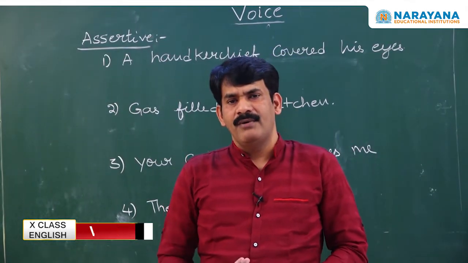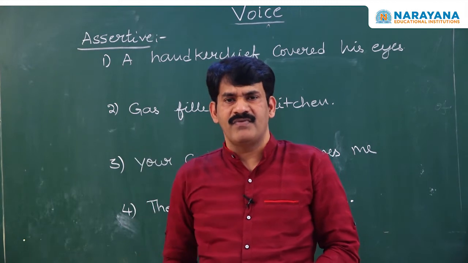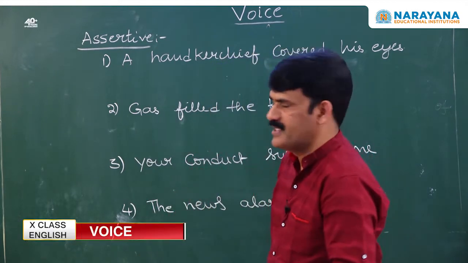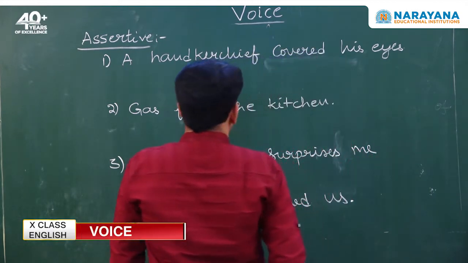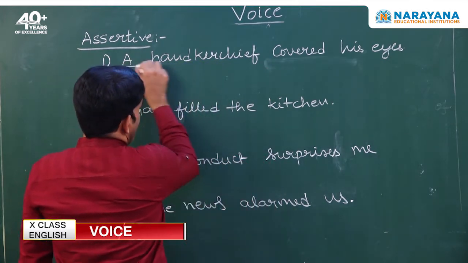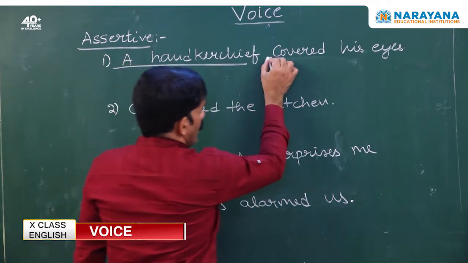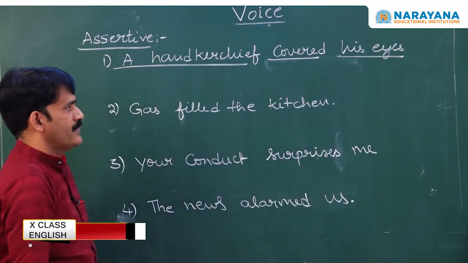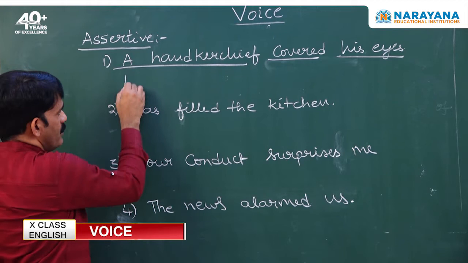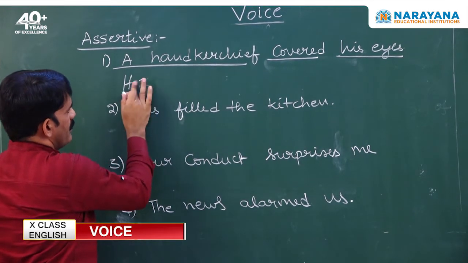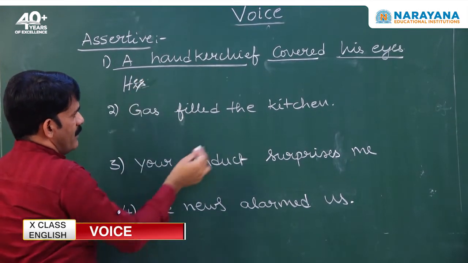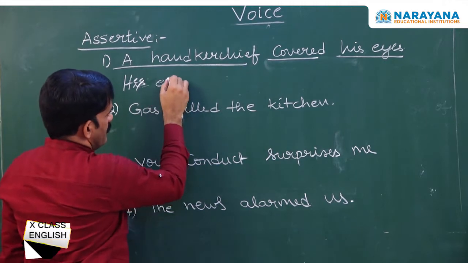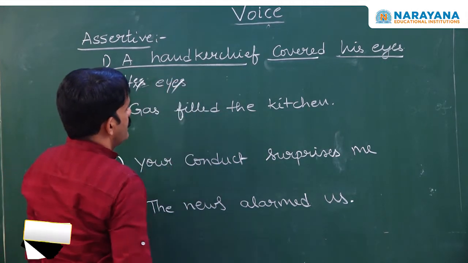Let us see how to change the given sentences from active voice to passive voice in assertive mood. What is the first step we are supposed to do? Identifying the subject, verb and object. What is the object here? His eyes. And the second step is to write the object of active voice as the subject of passive voice. His eyes.